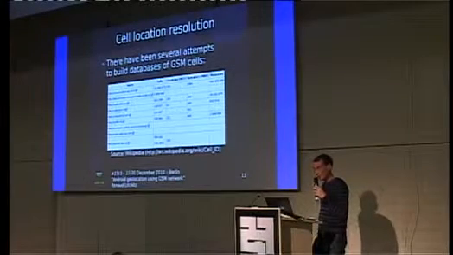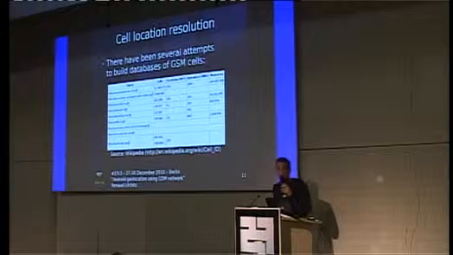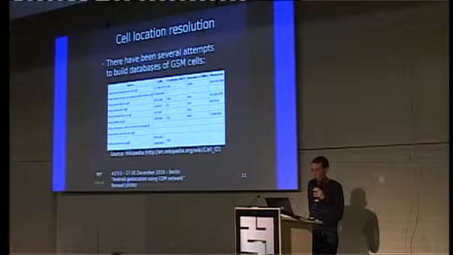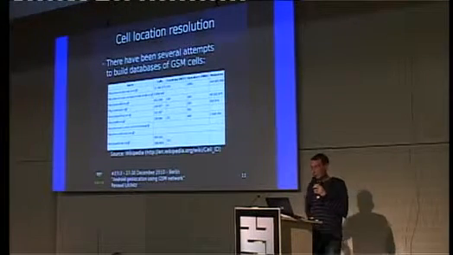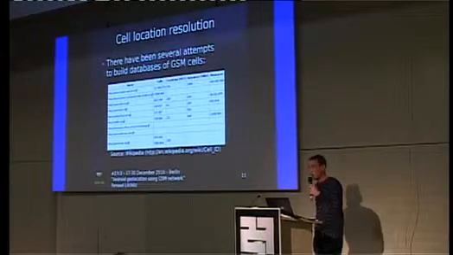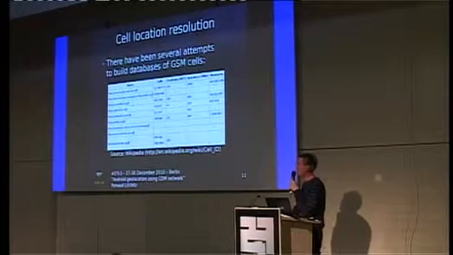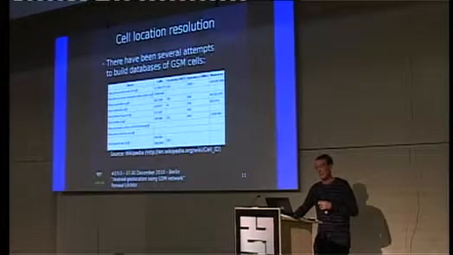So you have, for example, location.api.com, which has nearly 11 million cells in the database in more than 200 countries, right? So you can find all those databases in Wikipedia, right? So this is a first try to geolocate yourself using only cell IDs.